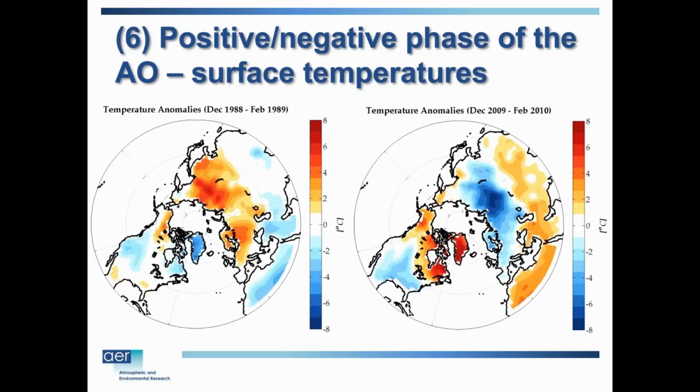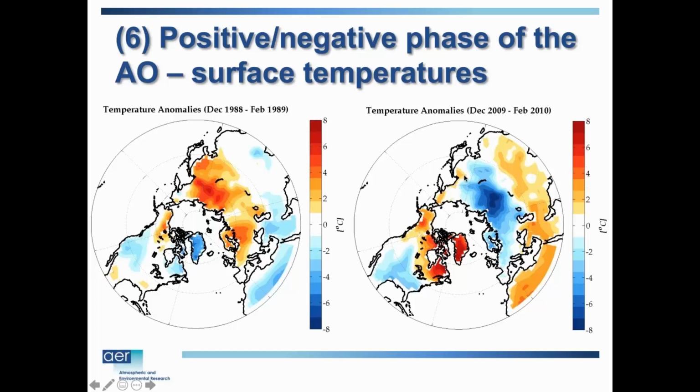And of course, what's more important to people is not the pressures, but the temperatures. And you can see in 88-89, you get this canonical positive AO temperature pattern with warm temperatures across northern Eurasia and into the eastern U.S., cold temperatures over Greenland and in the Mediterranean region. The AO pattern is often called the quadrupole. So you get warm Europe, cold Mediterranean and North Africa, cold Greenland, and warm eastern U.S. That's for the positive AO. You get the opposite for negative AO.